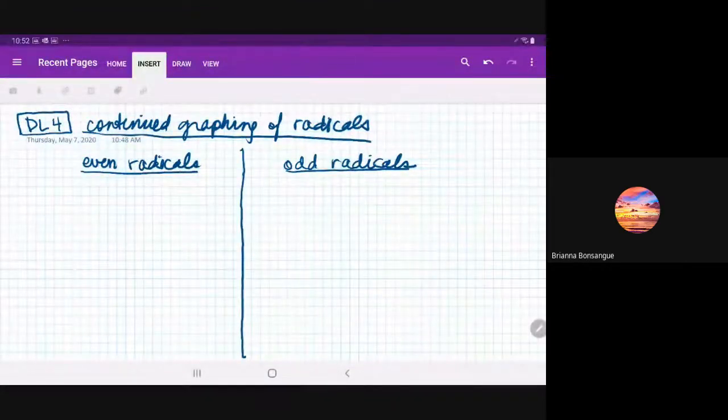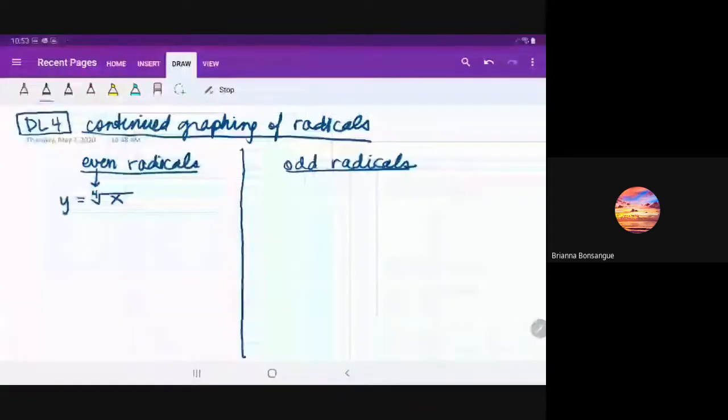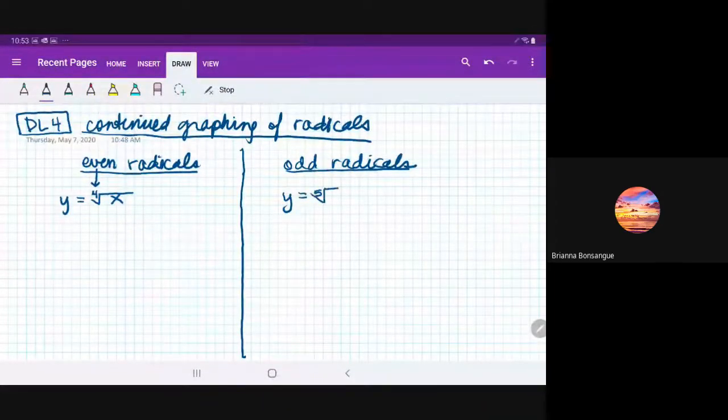Okay, I'll try not to write too close to the bottom in case the captions are there. So even radicals and odd radicals. An even radical is when, in the radical sign, you have an even number in the corner, like 4. An odd radical is when you have an odd number in the corner.